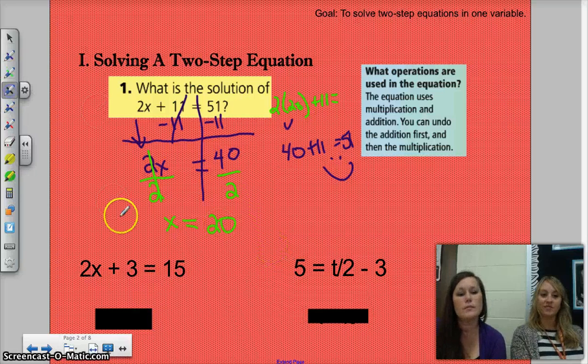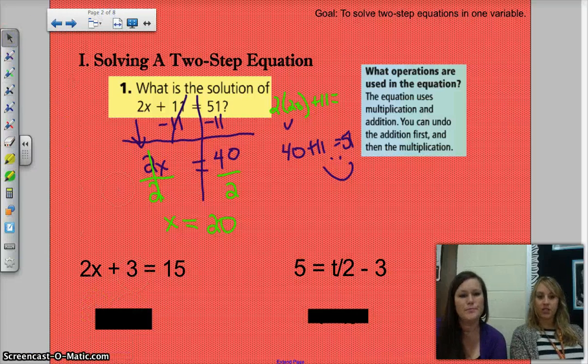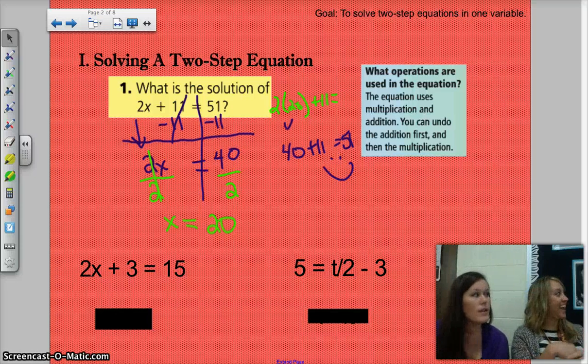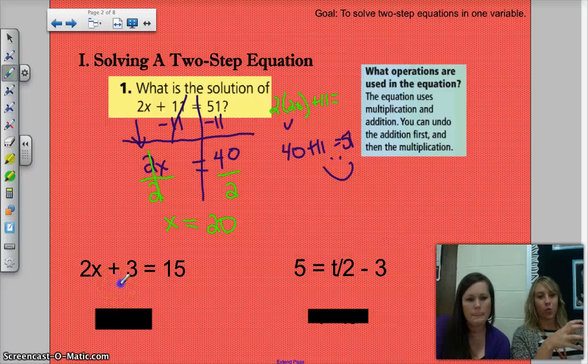Let's look at these down at the bottom. So we're looking at 2x plus 3 equals 15. So again, we're trying to isolate that x all alone. So the first thing we do is we need to subtract the 3. So get that 3 away from the x value. So what you do to one side, you do to the other. Subtract 3, subtract 3.